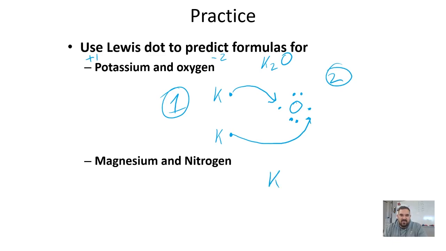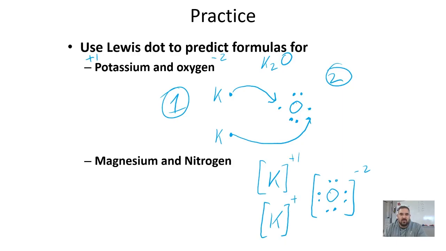So your potassiums both gave away an electron, and your oxygen now has all of the electrons. So all 8 electrons sit around the oxygen. Then we just put everything in brackets. So oxygen now has a charge of -2, and then potassiums each have a charge of +1. And these charges are nothing new, they just come from the periodic table. So oxygen's always -2, and then potassium's always +1. So that's step 1, drawing everything as it starts. Step 2 is showing the arrows, and then step 3 is showing the charges after the electrons have moved.